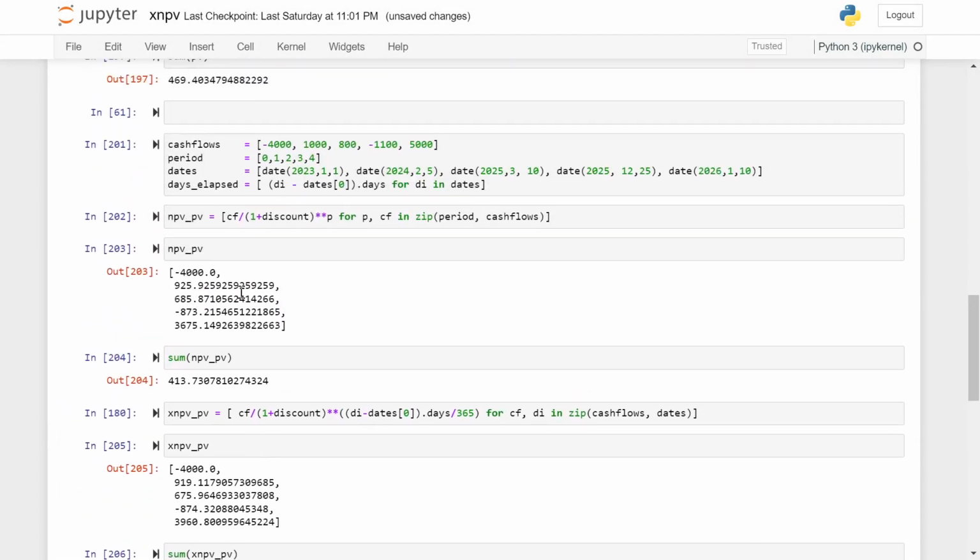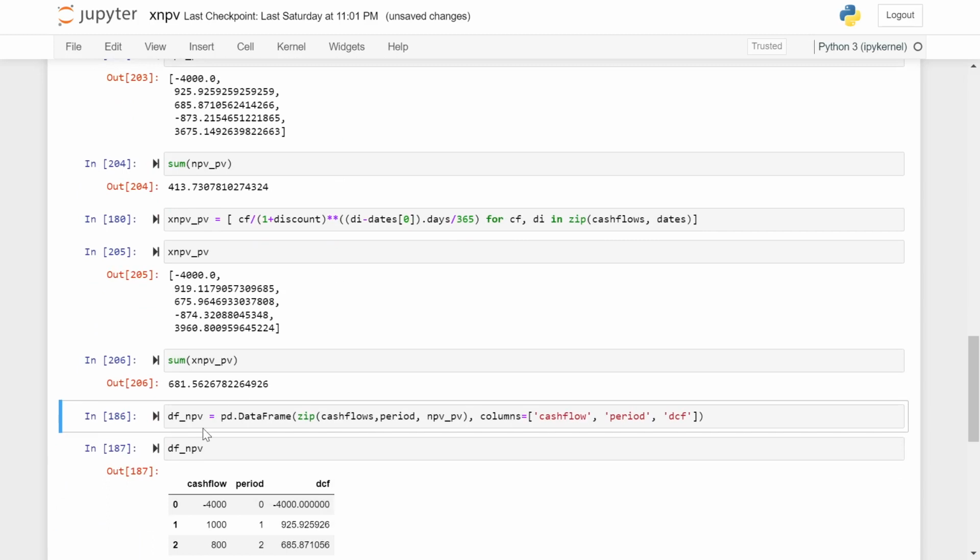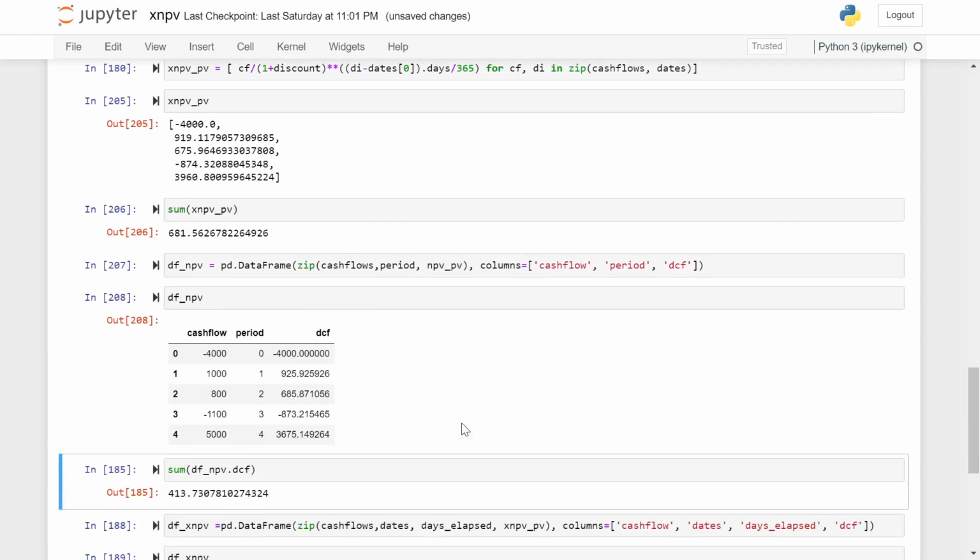Now, having considered this data for NPV and XNPV, we will create data frames. First, we will create a data frame by the name df_npv. Now see what we are doing. We are creating a data frame with cash flows, period, and NPV_PV, which is nothing but discounted cash flow. Enter that. This is the data frame pertaining to NPV. These cash flows, these periods and discounted cash flows are this. And when we total this discounted cash flow, we get 413, right?